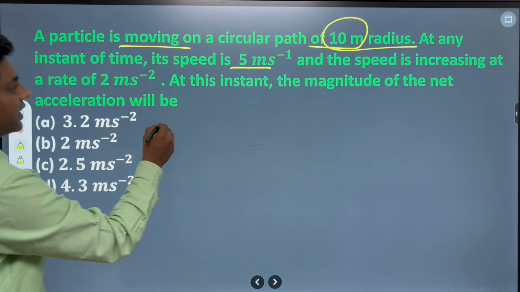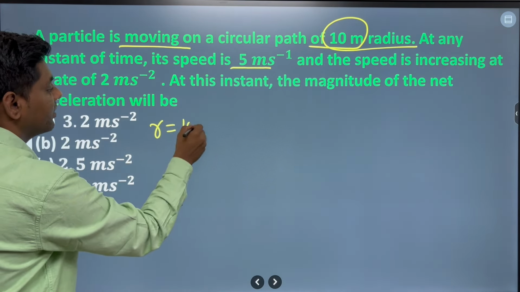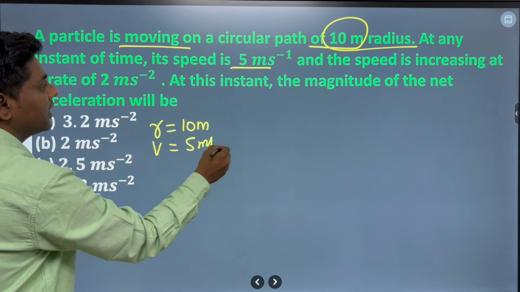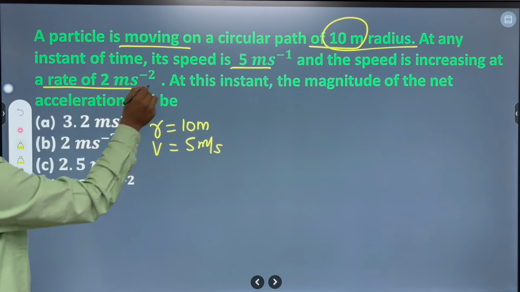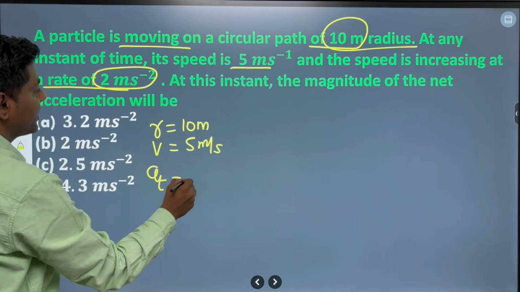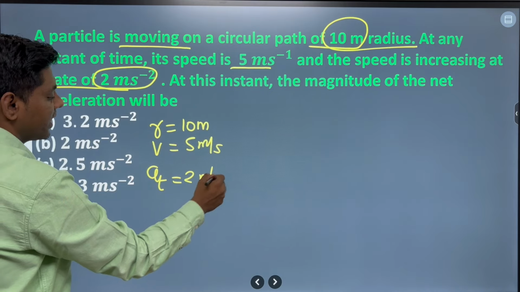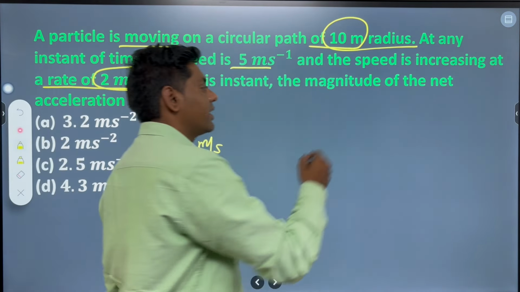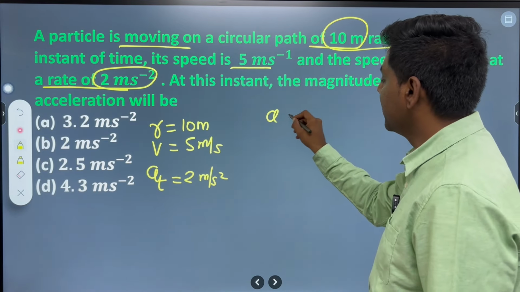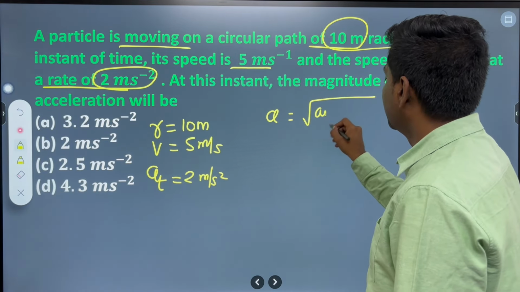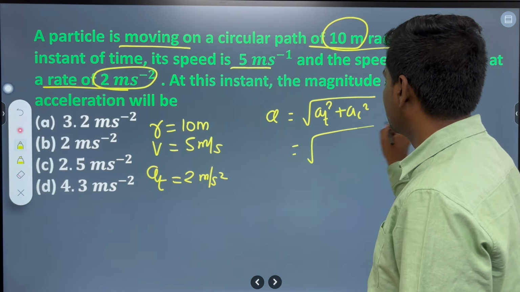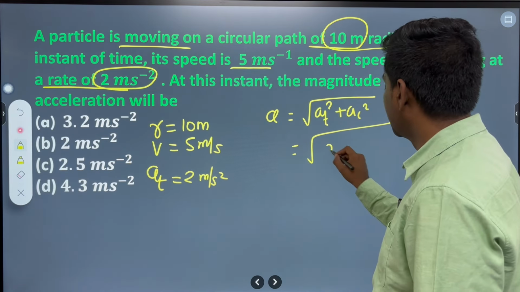So what is given, that is radius is given, that is 10 meter. Next speed is given, that is 5 meter per second. And the speed is increasing at the rate of 2 meter per second square. मतलब एक इसका आंसर दिया, that is tangential acceleration 2 meter per second square. So we have to solve the net acceleration. So how to calculate the net acceleration? Very simple formula. A equal to under root of AT square plus AC square. So that is equal to under root of AT दिया है, that is 2 square.